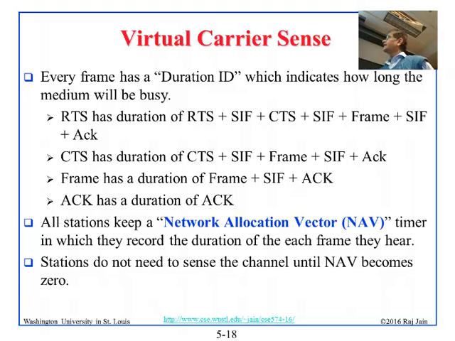I'm going to say it again one more time: each frame has a duration ID which indicates how long the medium will be busy. So RTS has the duration of RTS, SIFS, CTS, SIFS, frame, SIFS, and ACK. And CTS has the duration of this and so on. All stations keep the NAV and do not disturb the channel until the NAV becomes zero. Therefore, this is a virtual carrier sense. If you were sensing it, why don't you sense it all the time? Can anybody think of a reason why one would not sense it all the time?